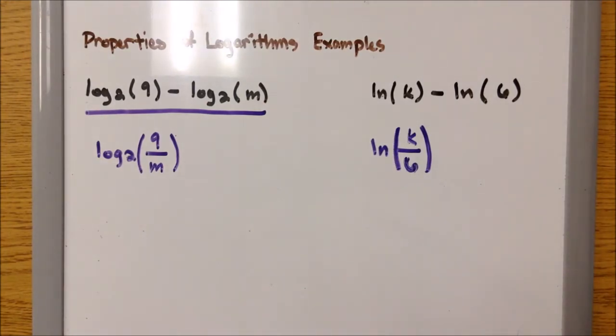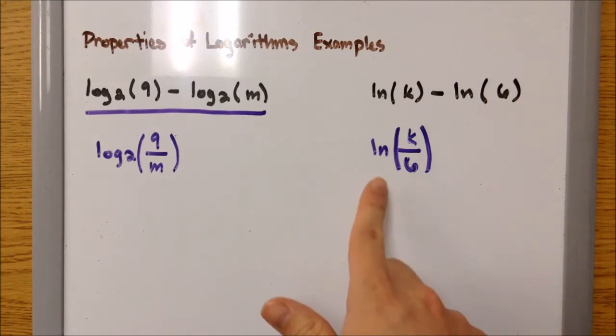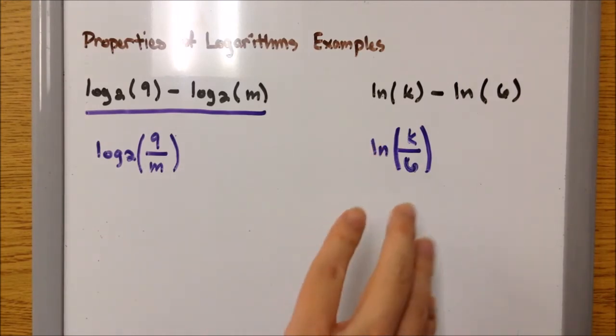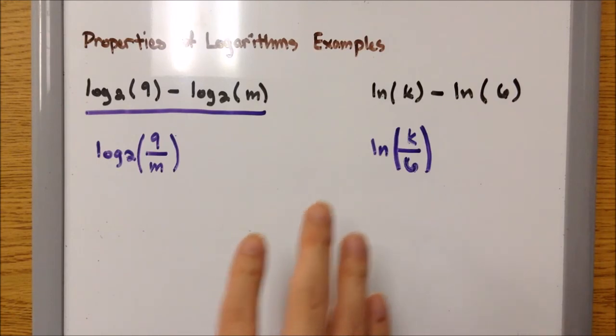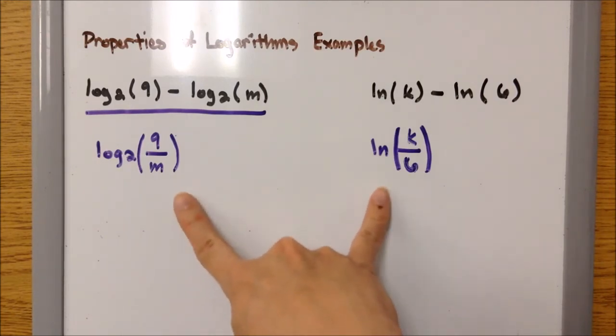And again, in the previous example we used log, and in example 8 we used natural log. That's okay. It still follows the same properties. So these two are the quotient property.